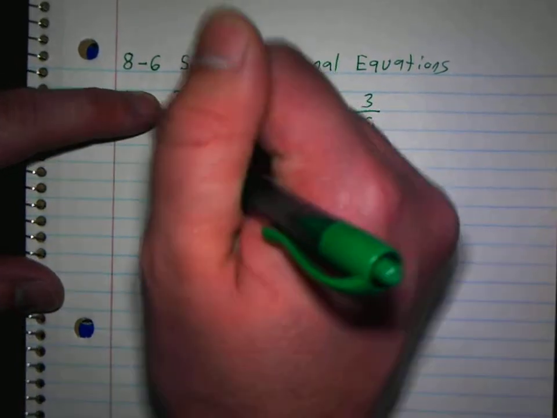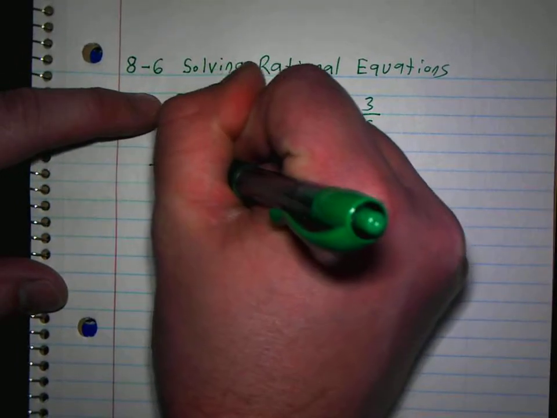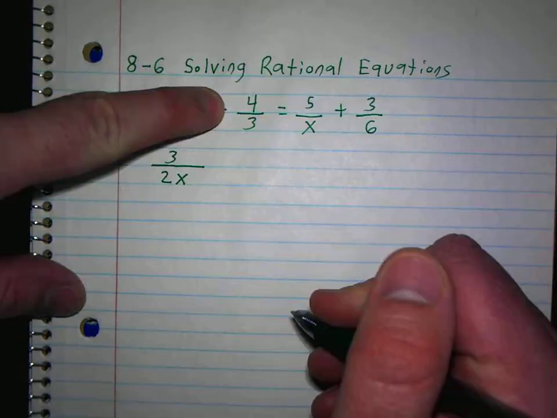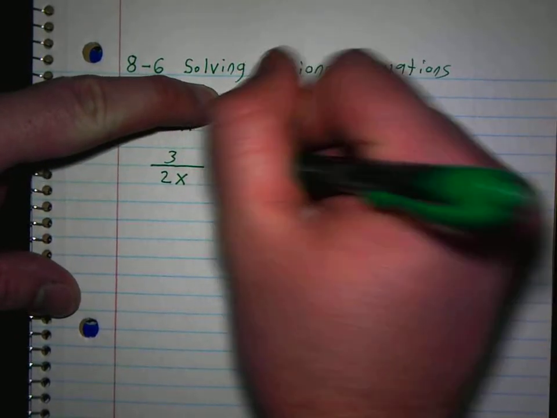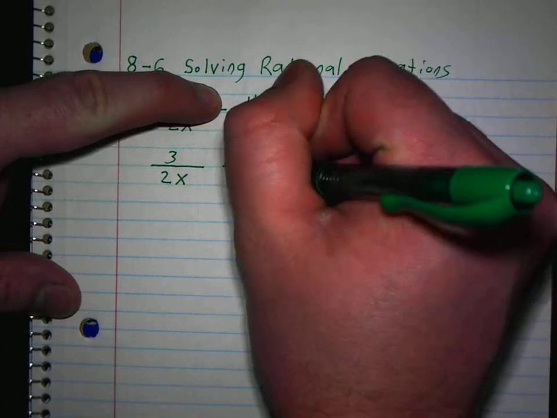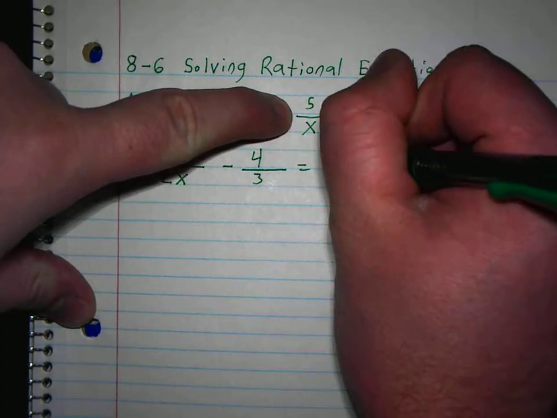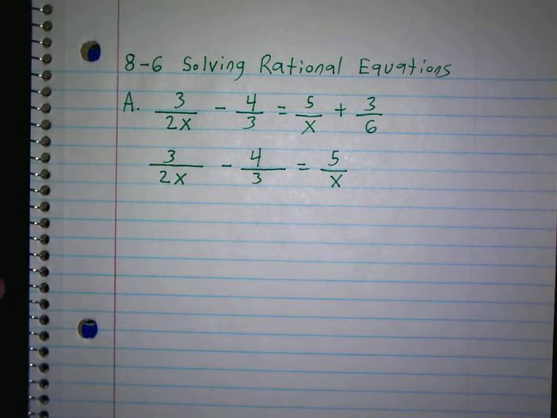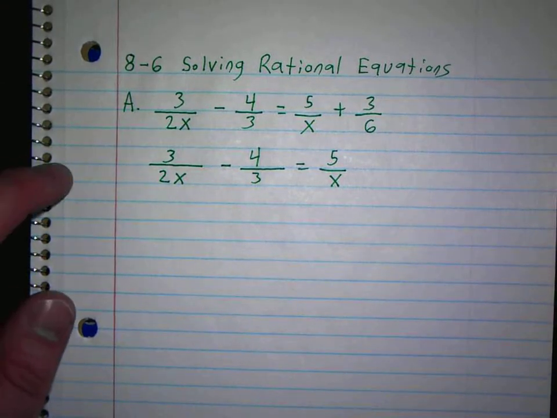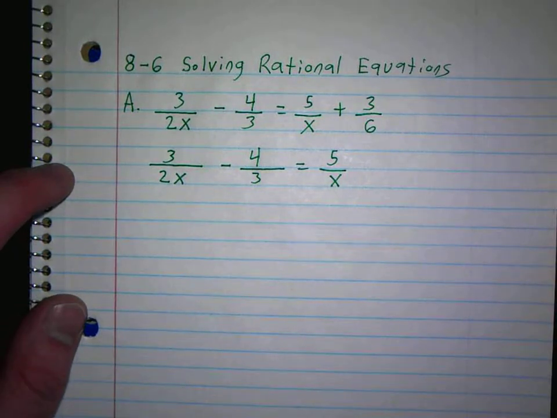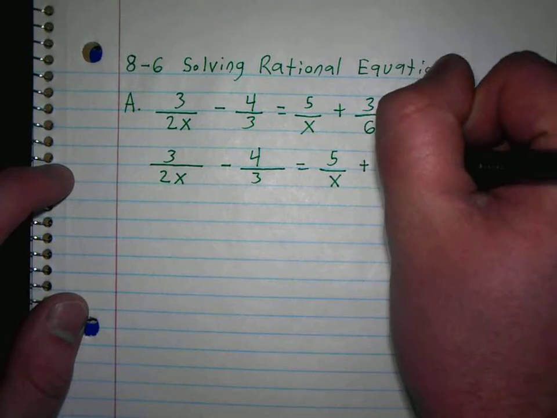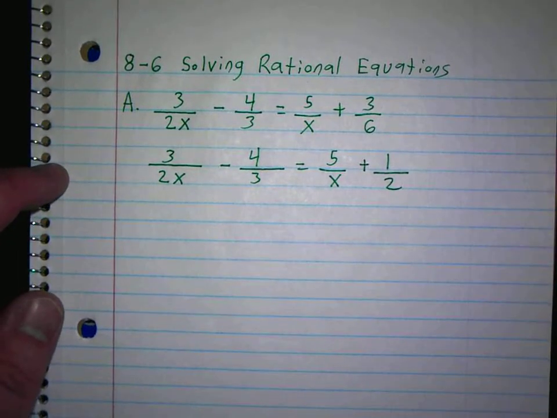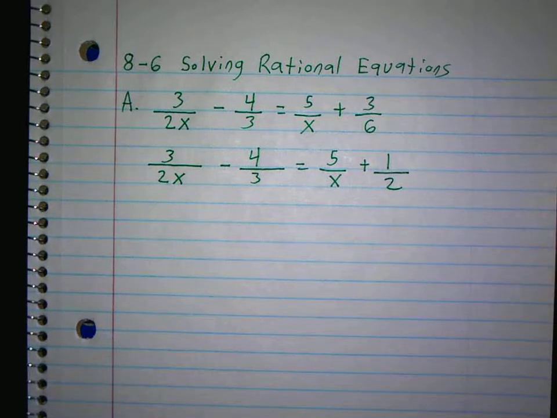3 over 2x does not reduce. Minus 4/3, that doesn't reduce. 5 over x, that doesn't reduce. But 3 over 6 does. What does 3 over 6 reduce to? Close. 1/2, right? So reduce fractions that you can. If you forget to do that, that's fine. Just your numbers will end up larger.